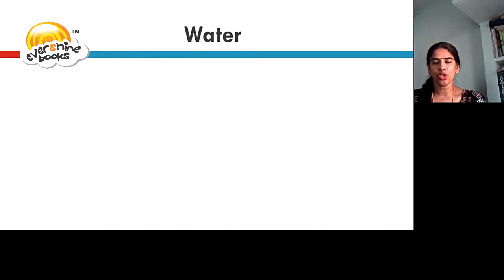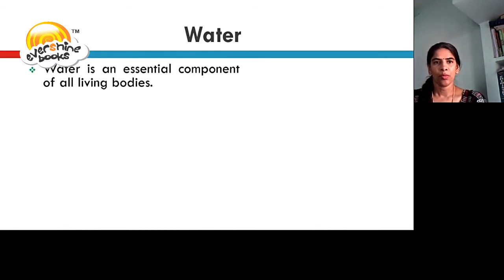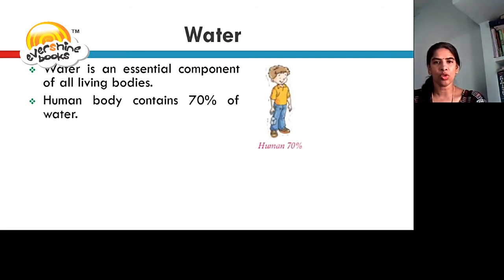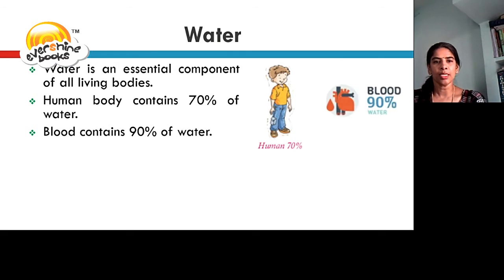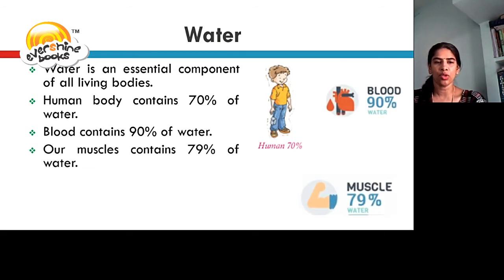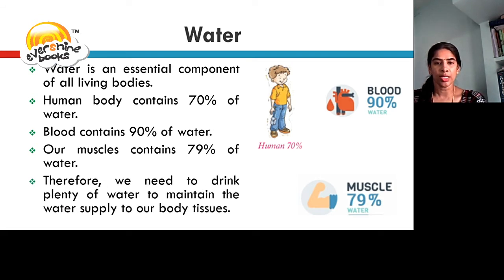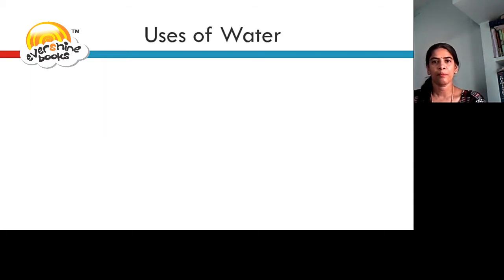The next component of air is water. Water is an essential component of all living bodies. The human body contains 70% water. Blood contains 90% water. Our muscles contain 79% water. And hence we can say that we need to drink plenty of water to maintain the water supply to our body tissues.